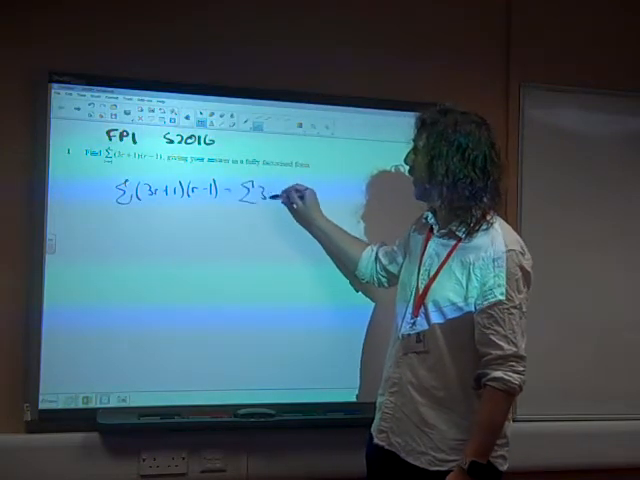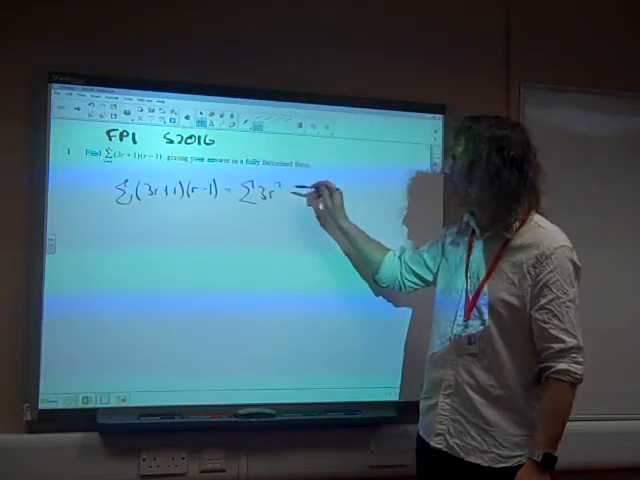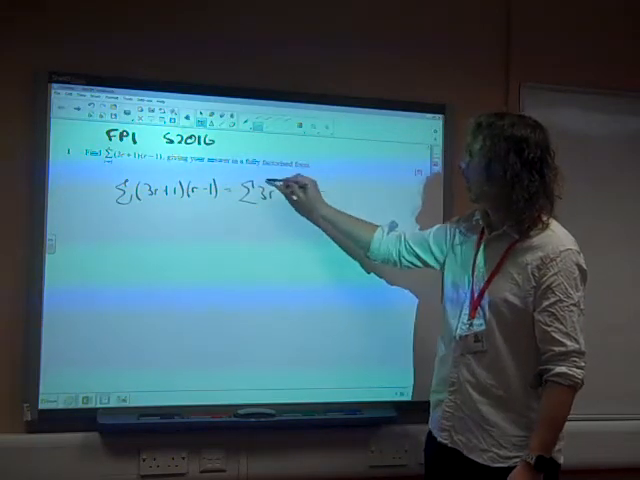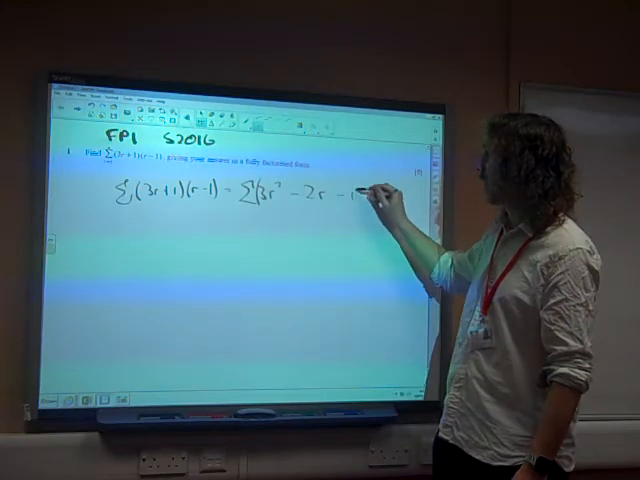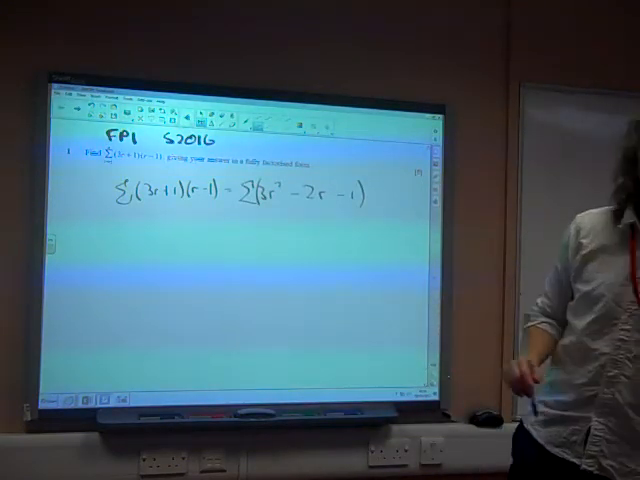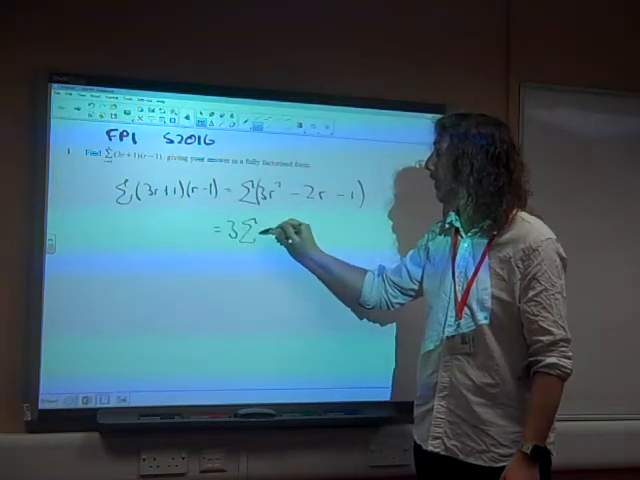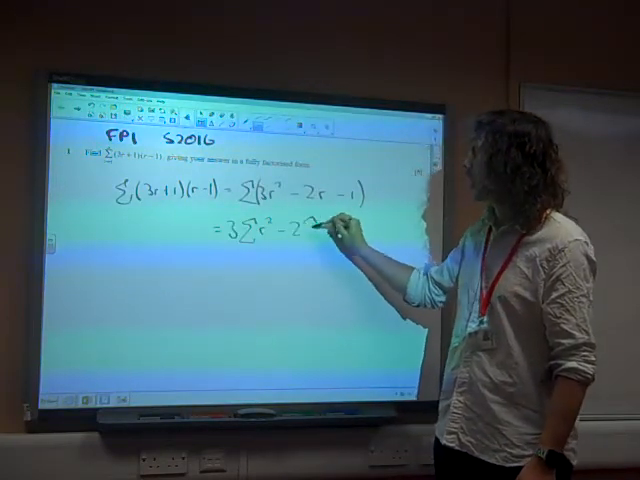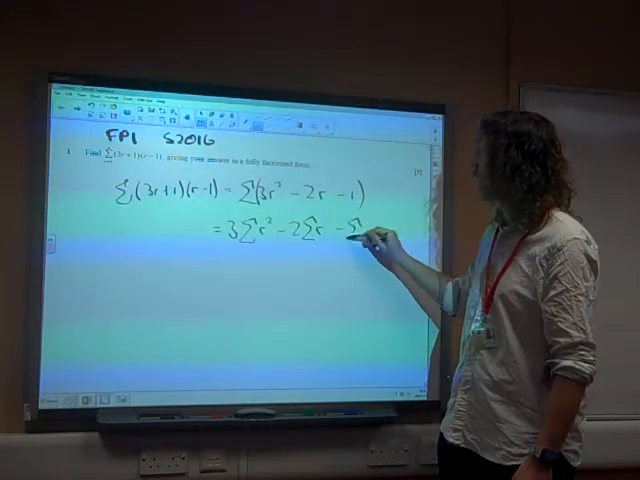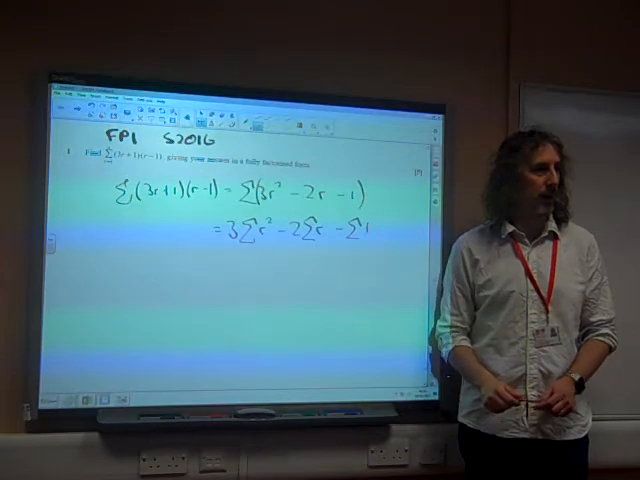And that gives you r squared, or what would it be? Minus 3r plus r, so that's minus 2r, and then minus 1. So you recognise that you have to multiply out the brackets first to get that, and then you do it as separate sums. I'm going to write it in detail because it's nice to write it a bit more nicely. So it ends up looking like that. I missed out the 1 to n, but you get the idea.